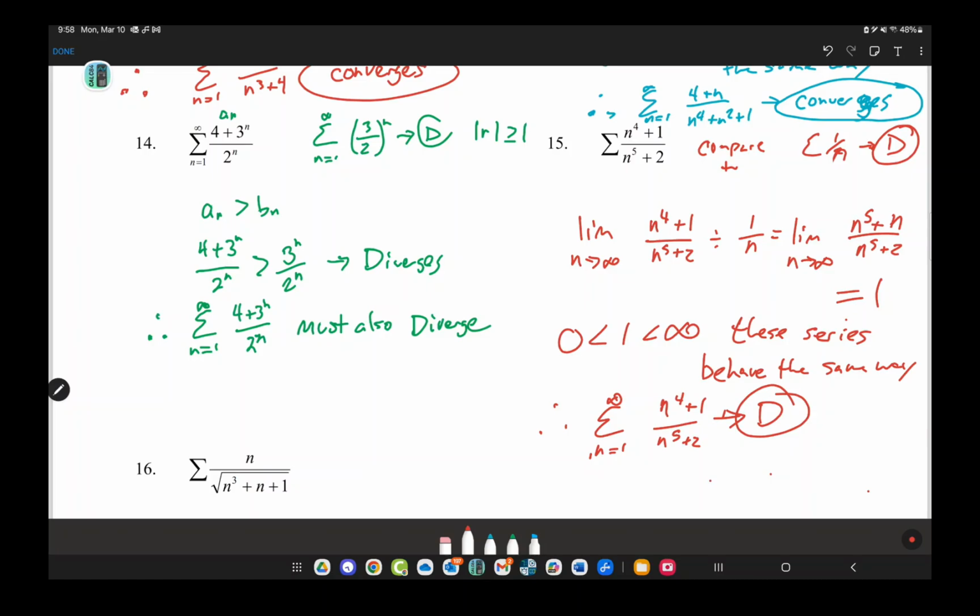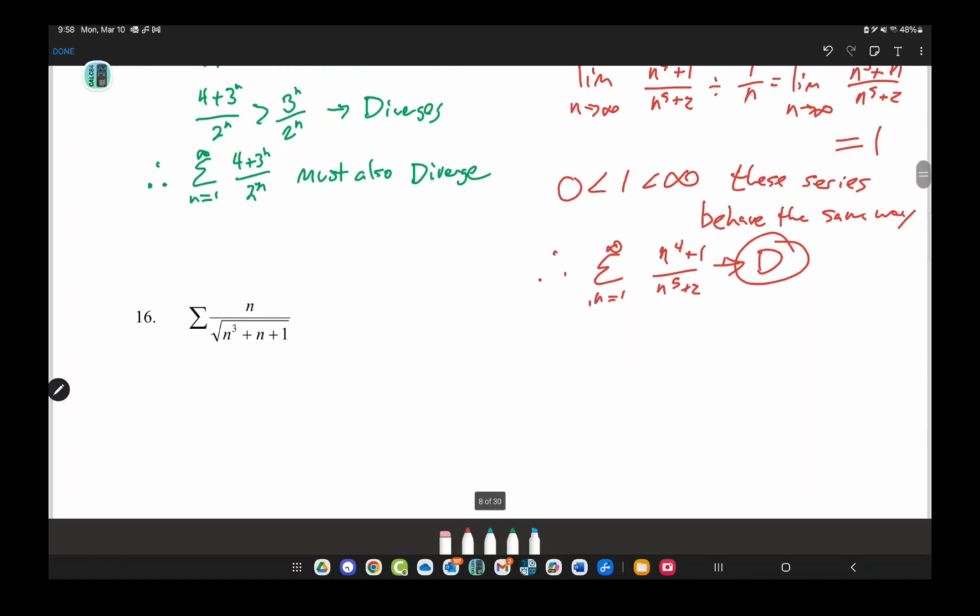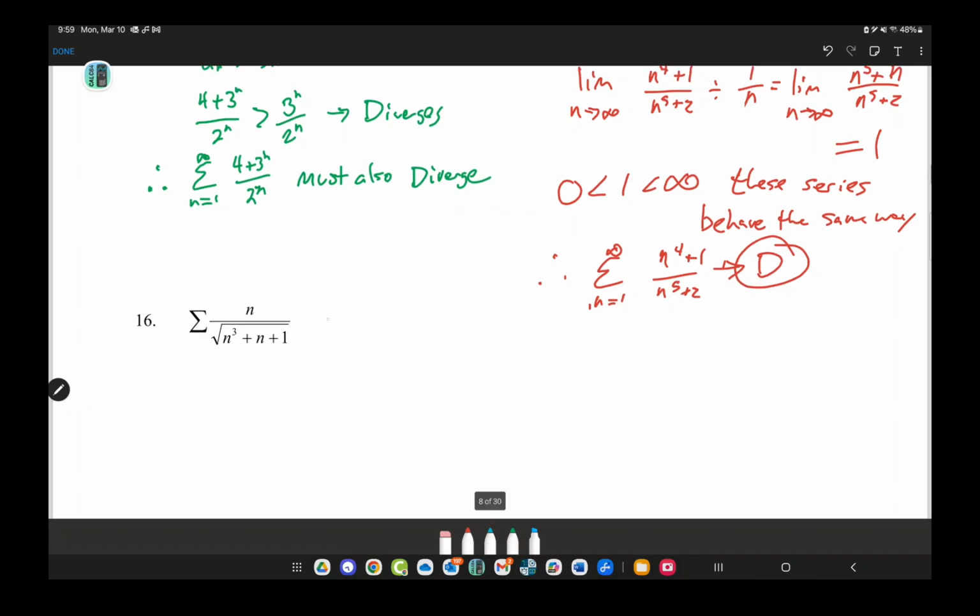Okay, for this one, can I think of a function similar to this one that either converges or diverges that will always be less than or always greater than this one? No. So I'm going to do the LCT. Now, what is the actual leading exponent of your denominator? 3 halves, right? That is your actual leading exponent, 3/2. So I need to make my numerator also 3/2, which means I'm going to compare to what?